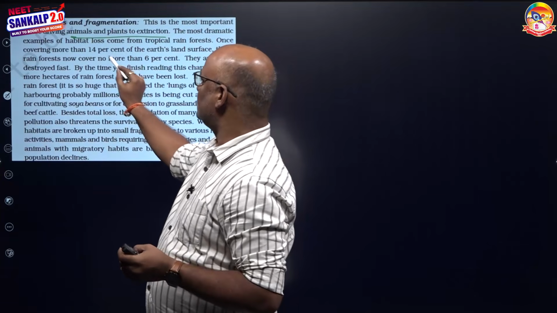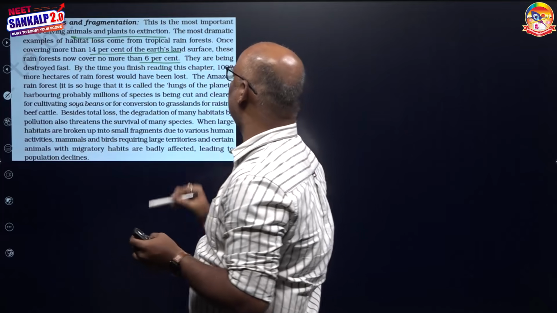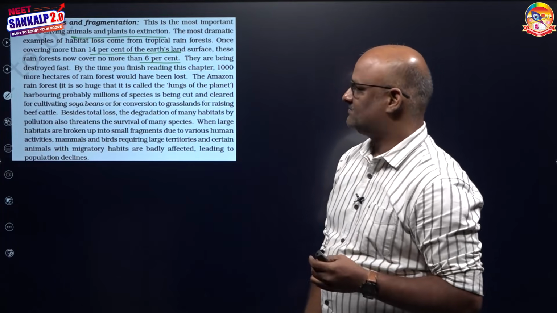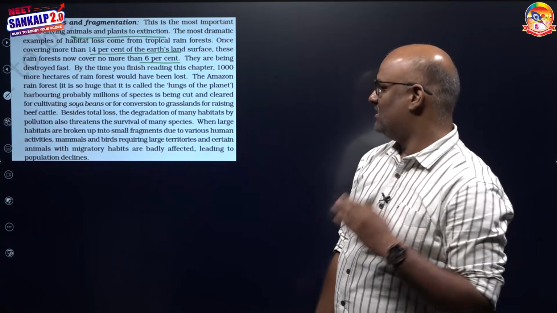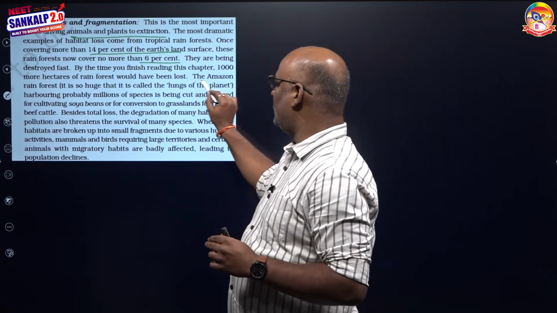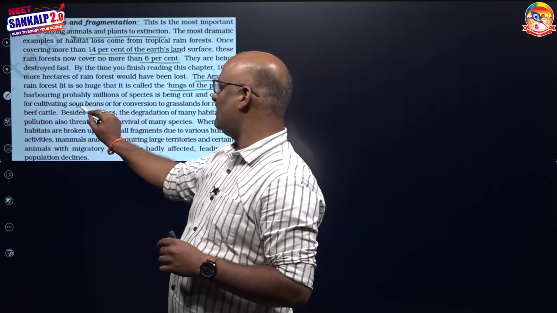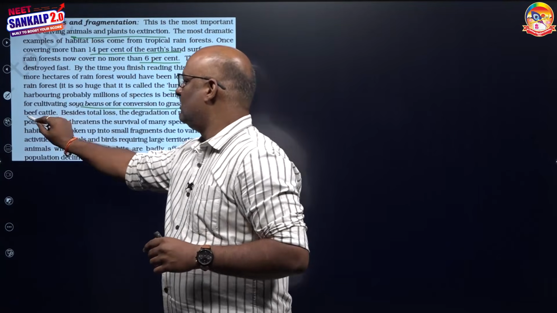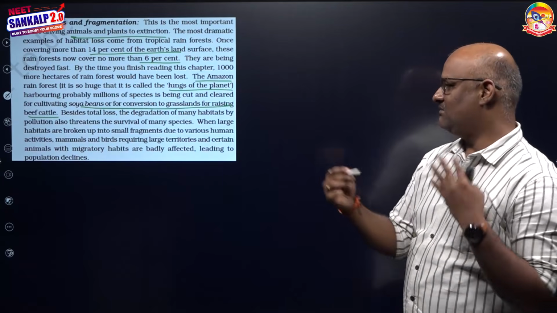Once upon a time, there was 14% forest cover, but right now the forest cover is not more than 6%. And by the time you see this, many hectares of forest are being lost. The Amazon rainforest, which is called the lungs of the planet, has been cut for soybean cultivation and also for developing beef cattle. So like this, many habitats are being degraded.